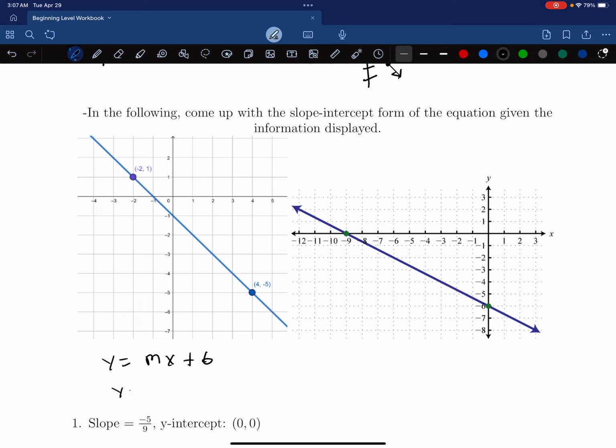So y equals -x, because the rise over run is -1 over 1, and -1 divided by 1 is -1. So we have a slope of -1, so we have y equals -x, and then our y-intercept is here at -1, so our b value is going to be -1.